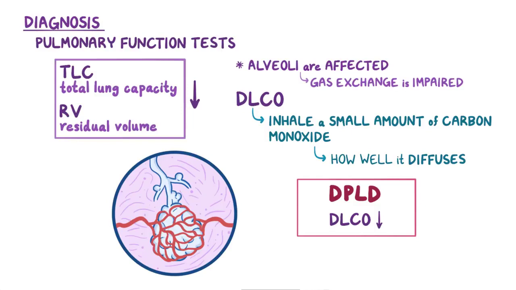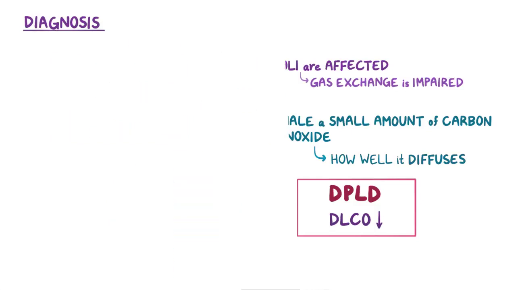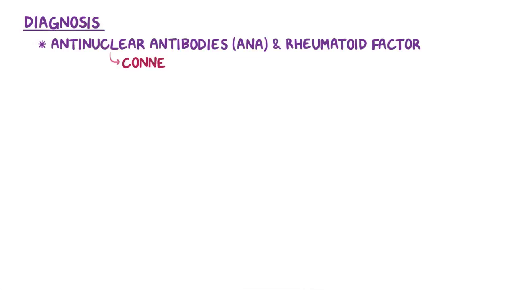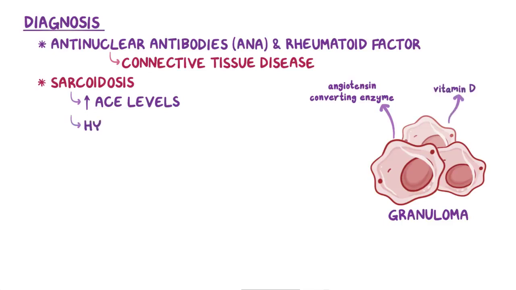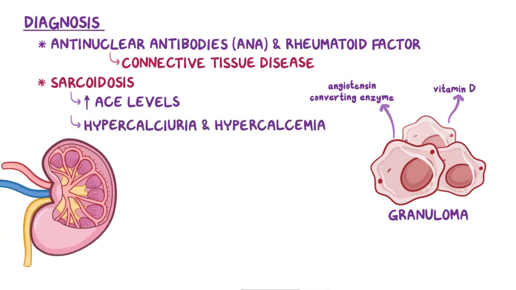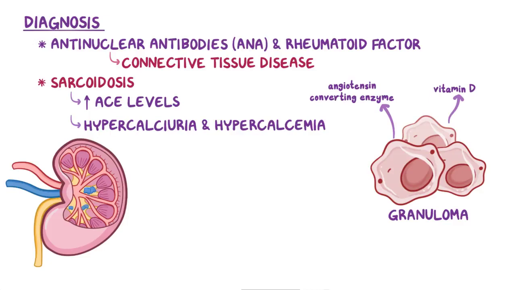Now, some additional labs may be obtained when suspecting a specific DPLD. For example, anti-nuclear antibodies, or ANA, and rheumatoid factor can be obtained when suspecting a connective tissue disease. In cases of sarcoidosis, granulomas secrete angiotensin-converting enzyme, or ACE, causing elevated ACE levels. Additionally, these granulomas ectopically produce a ton of vitamin D, causing hypercalciuria as well as hypercalcemia. If persistent, this may result in kidney stones and deposition of calcium in the kidneys, a condition called nephrocalcinosis.